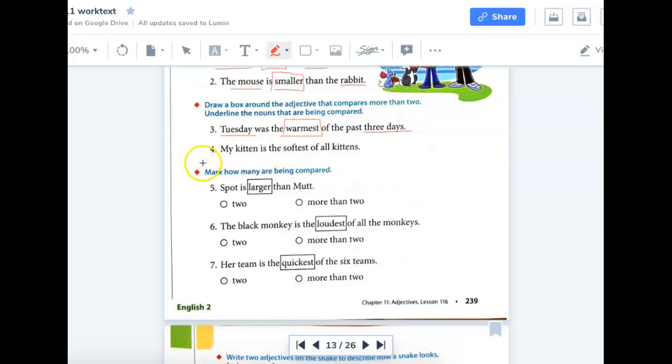Let's move on to number 4. My kitten is the softest of all kittens. What's the adjective that's comparing more than two? The adjective is softest. Then what are the nouns that are being compared? It is the kitten being compared with all the other kittens.